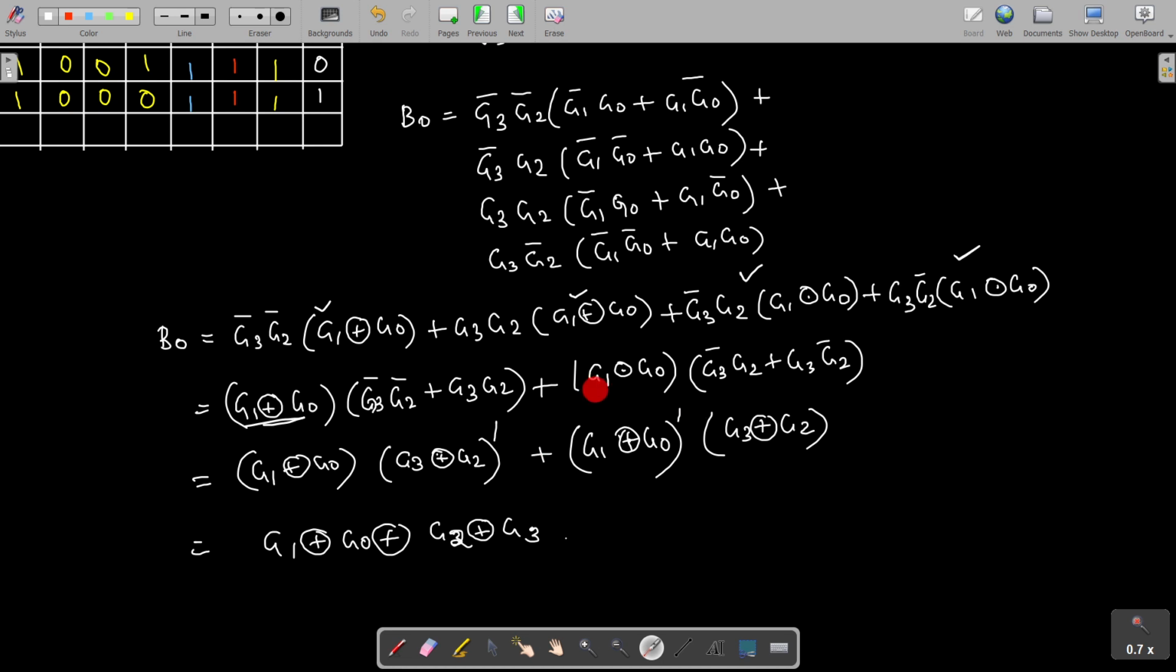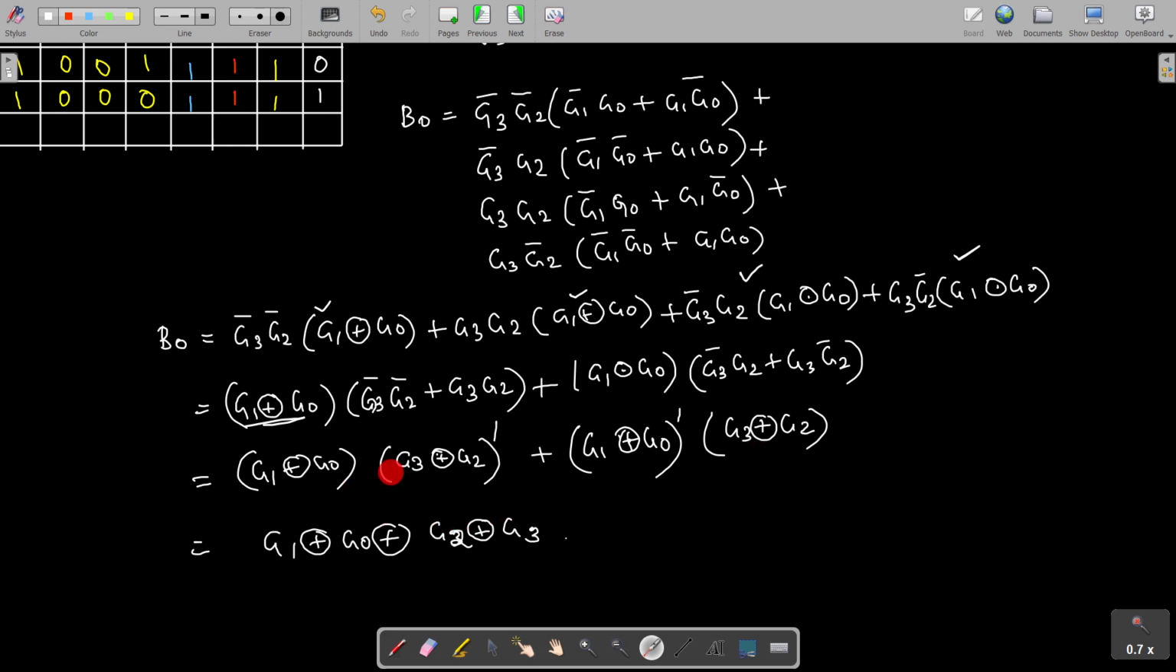Plus here we have G1 XNOR with G0, that can be written as G1 exclusive OR with G0 the complement, isn't it? Because the exclusive OR function and the exclusive NOR function are complements of each other. So the exclusive NOR function is replaced by the exclusive OR function with the inversion. Here within this we got the XOR function, G3 bar G2 plus G3 G2 bar, so we have written this.